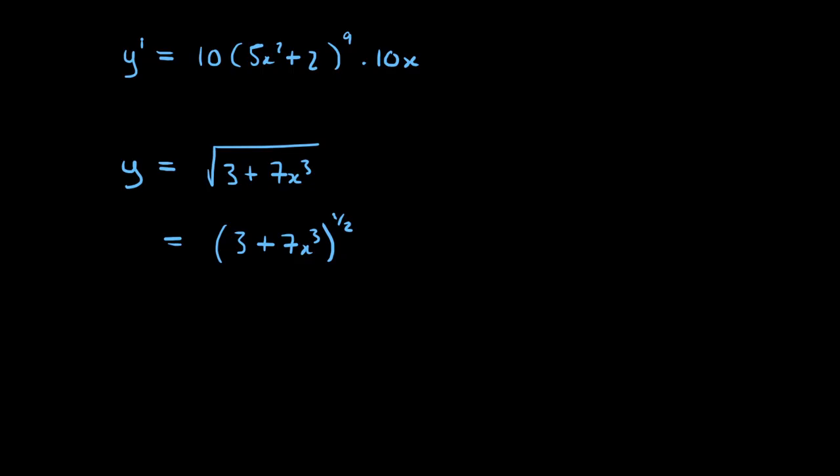So our function on the inside is that thing, and our function on the outside is that thing. So what we're going to do is differentiate the function on the outside first. So we get a half bracket to the power of minus a half, and we still get 3 plus 7x cubed there. Then we differentiate the function on the inside, the red thing, and we're going to get 21x squared. Okay? All right.